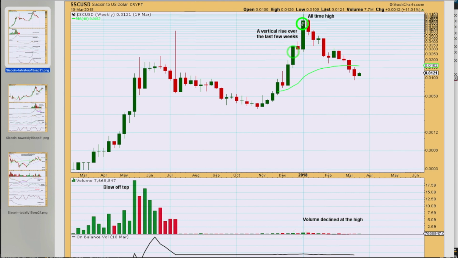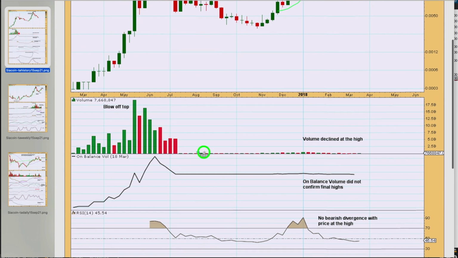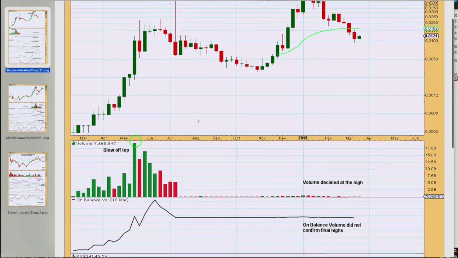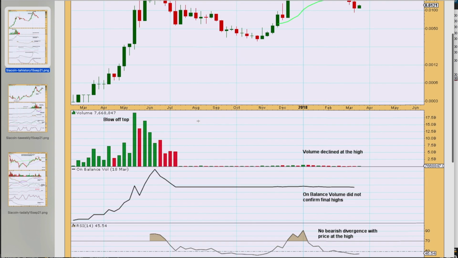Still see this vertical rise. This is very typical of cryptocurrencies at the end of their huge, strong bull runs. This is a massive decline though, so that would have been a huge indication once we get up into here, here, and here, and volume is so light compared to back here, that would have been a really strong warning that something terminal was forming.